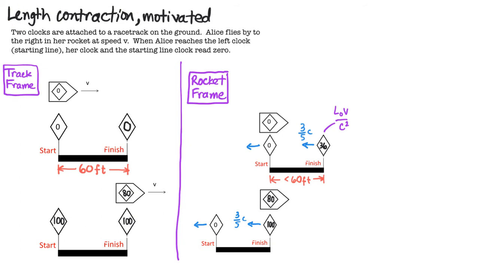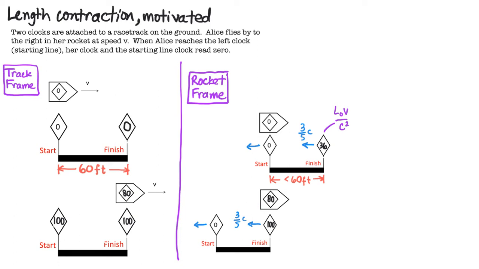All right. And we're going to show that this has to be the case because otherwise we have a logical contradiction. And how are we going to show this? Well, we're going to focus on the rocket frame for now. In the rocket frame, between the start of the race and the end of the race, the rocket clock has ticked off 80 times, 80 nanoseconds. So what that means is that 80 nanoseconds has elapsed in the rocket frame.